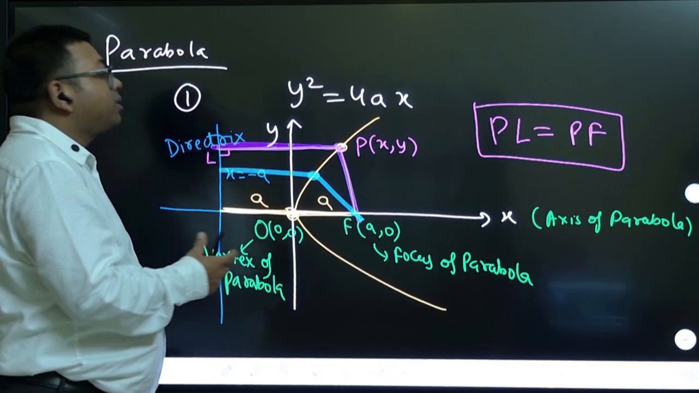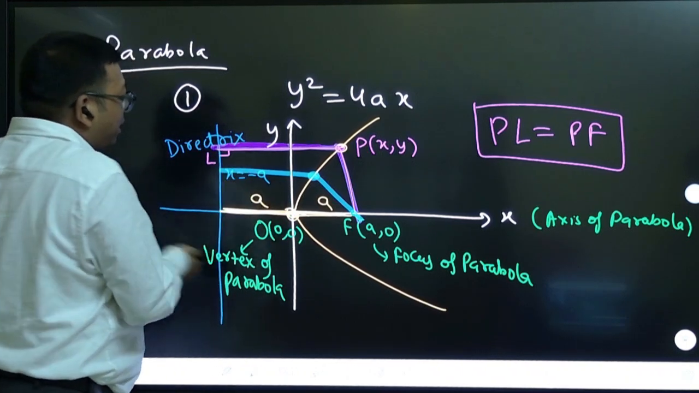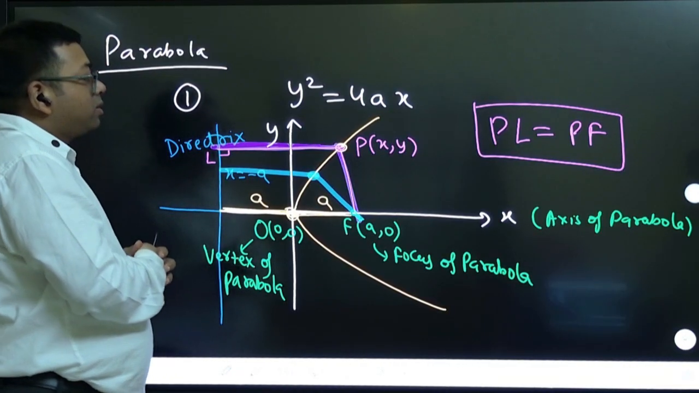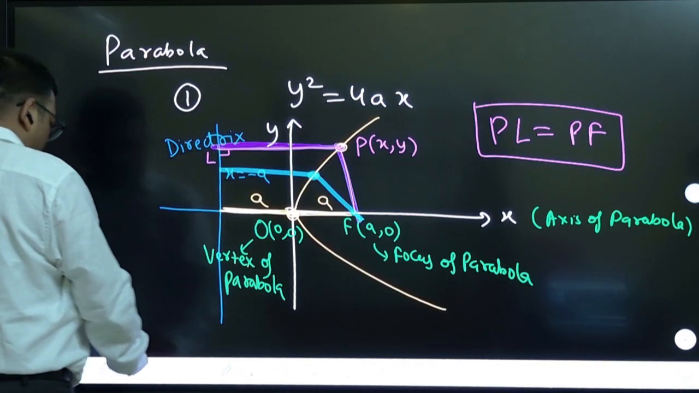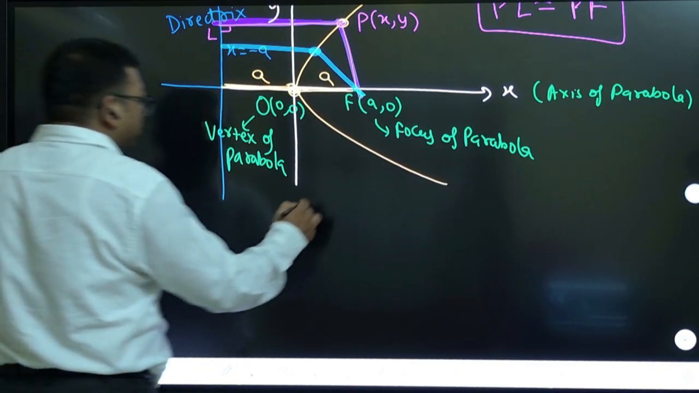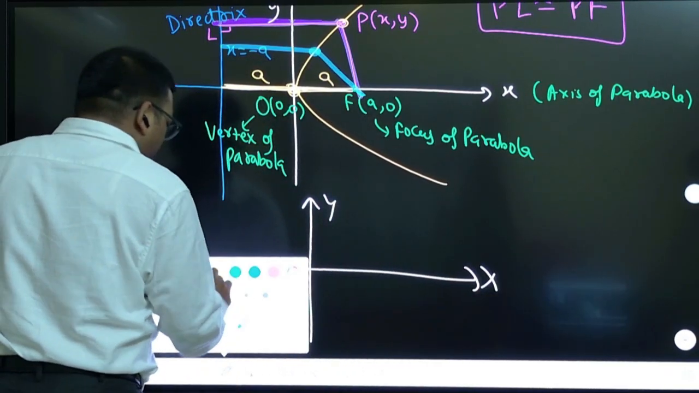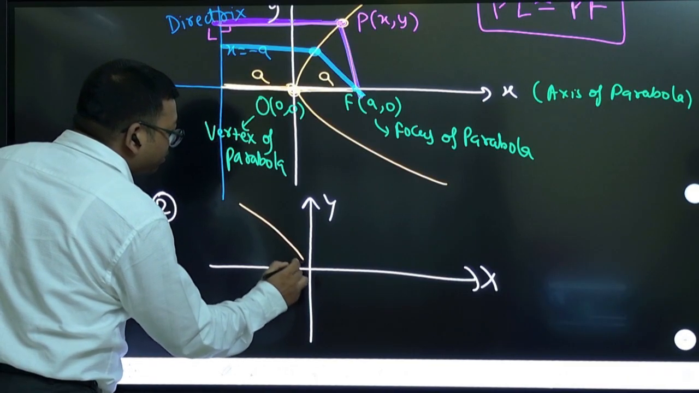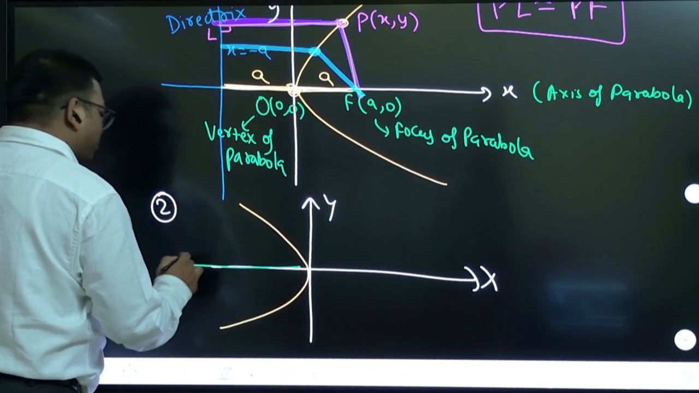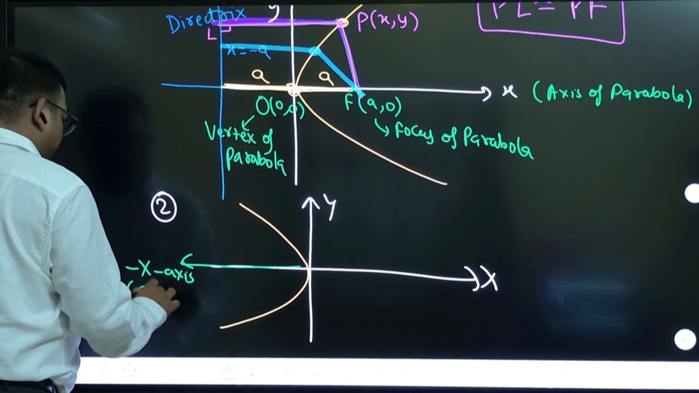Now here we should note that there are four such standard forms. One is this way, another will bend like this way, another will bend up, another will bend below. Let us do all those four forms. So second form is like this, this is y and this is x axis. Second form of equation is bending in this manner, this way. So in this case, negative x-axis is the axis of parabola.